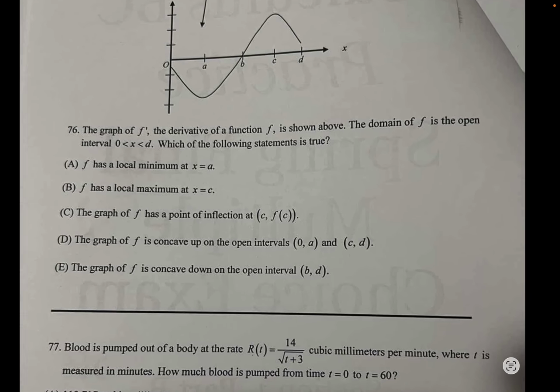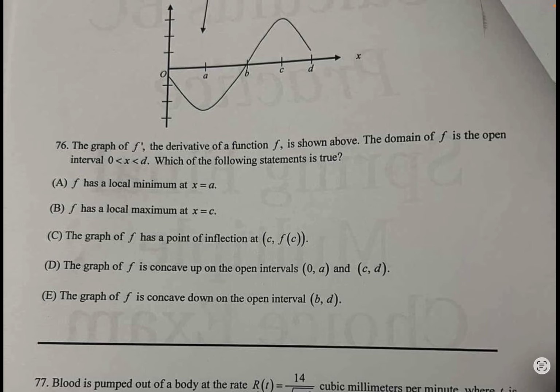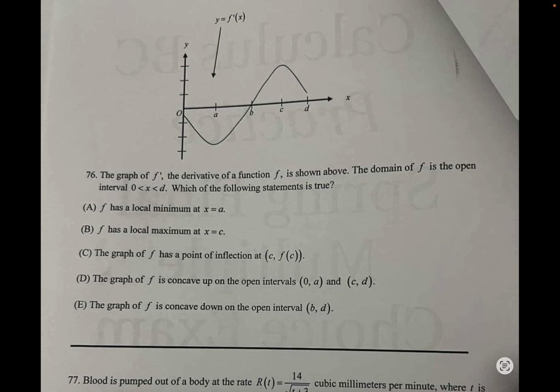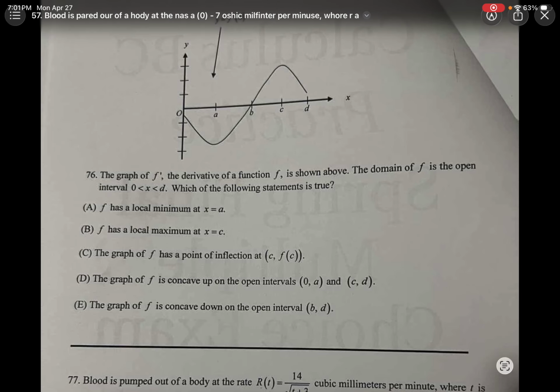These are the step-by-step solutions for the Calculus BC MCQs Part B with calculator allowed. So let's get started. The graph of f', the derivative of a function f, is shown above. The domain of f is the open interval 0 to d. Which of the following statements is true?